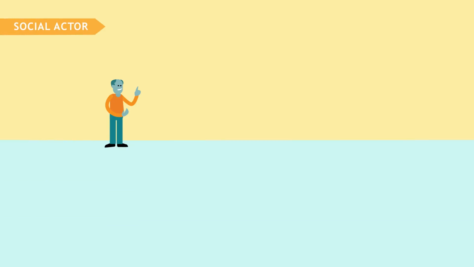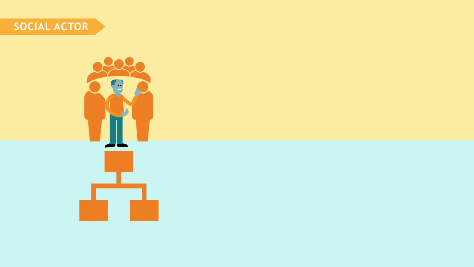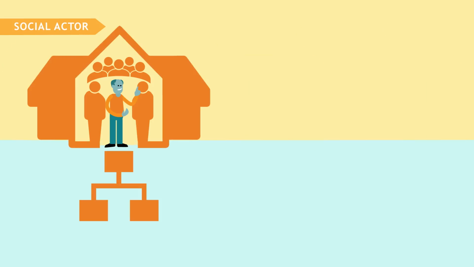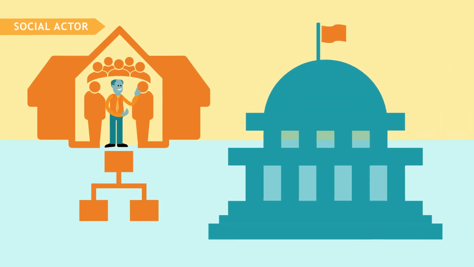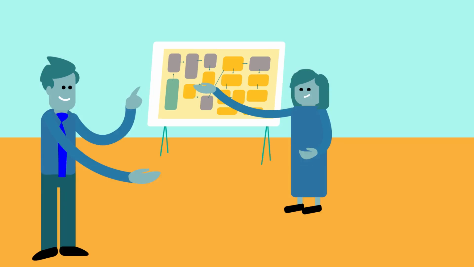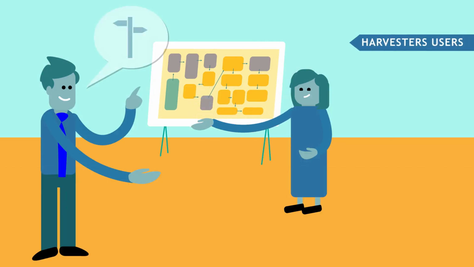A social actor is an individual, a group, a community, an organization, or an institution that has changed behavior as a result of your intervention. For example, this could be a politician, a government, or a social group. Finally, the harvest users are the people who make decisions or take action based on the findings. These could be the harvesters and change agents themselves, but also others, like management.